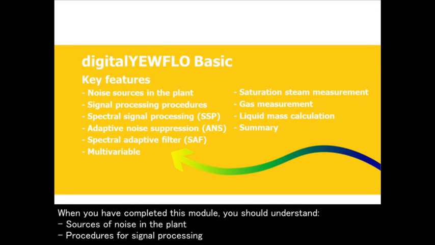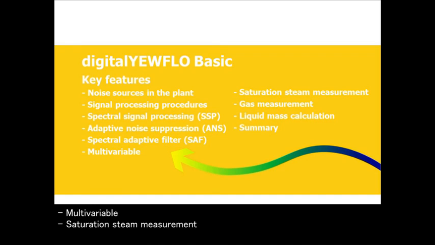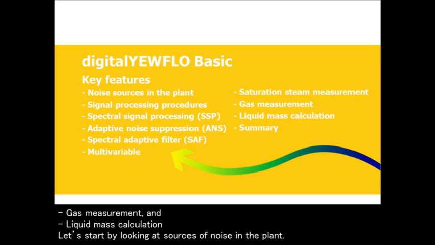When you have completed this module, you should understand sources of noise in the plant, procedures for signal processing, spectral signal processing (SSP), adaptive noise suppression (ANS), spectral adaptive filter (SAF), multivariable, saturation steam measurement, gas measurement, and liquid mass calculation. Let's start by looking at sources of noise in the plant.